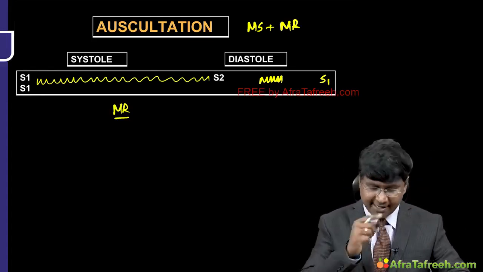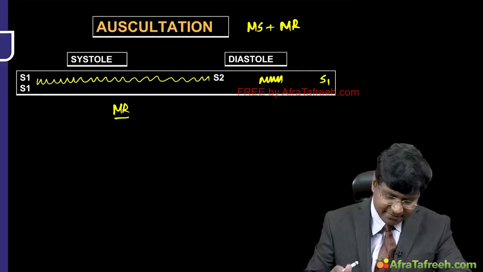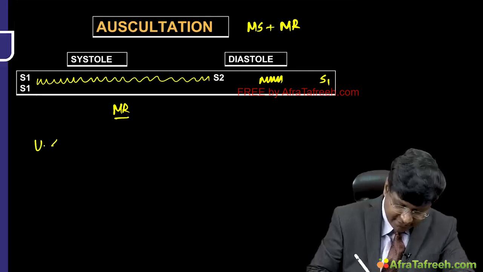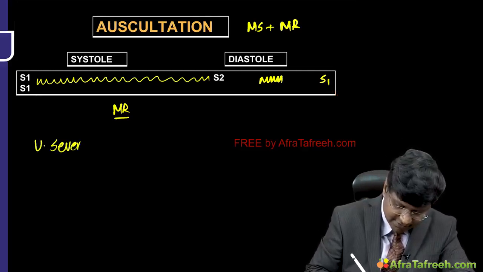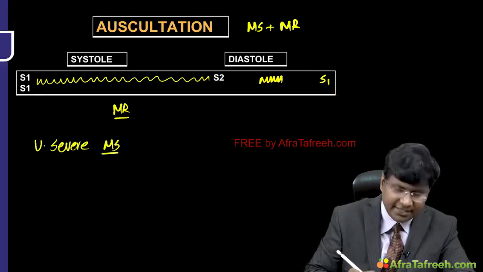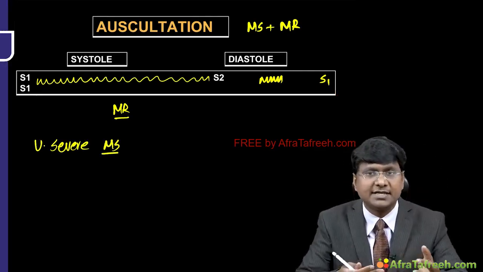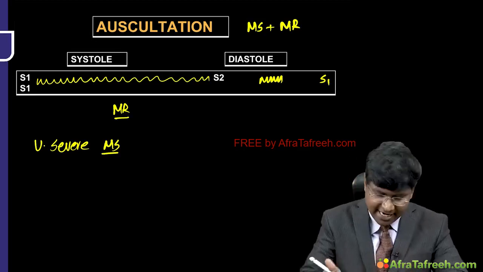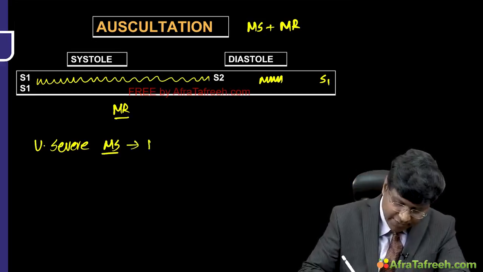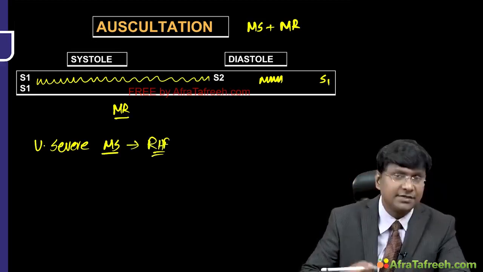Okay, right. And in very severe mitral stenosis, what are the other findings that you will see? In very severe mitral stenosis, what did we discuss? There is development of pulmonary hypertension. And because of pulmonary hypertension, you will have the features of right heart failure.